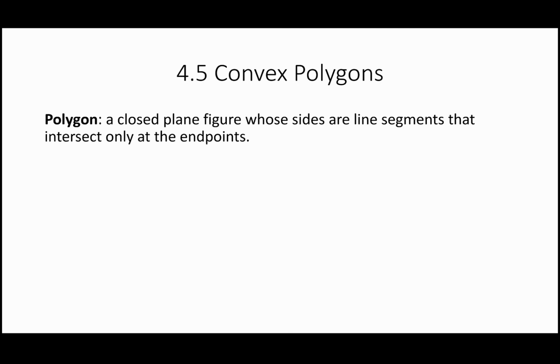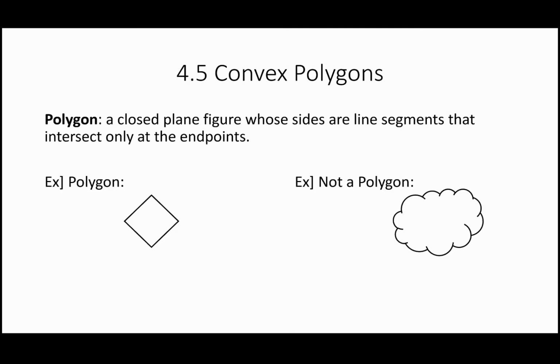It's a closed plane figure whose sides are line segments that intersect only at endpoints. So I have some space provided for you on your lecture notes where I want you to come up with an example of a polygon, something that follows the definition, and something that's not a polygon. So I'll give you some guidance here right away as to what would be good examples.